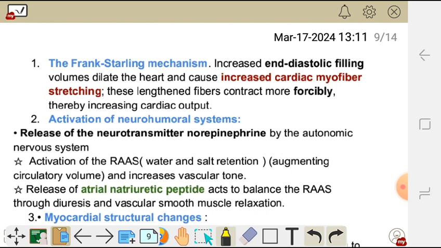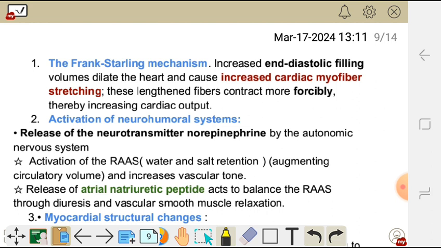Then apart from the Frank-Starling mechanism, we have other compensation mechanisms, such as activation of the neurohumoral system. Here we are talking about hormones which are released. We have the neurotransmitter norepinephrine, which is an autonomic nervous system neurotransmitter. Once it is released, the heart rate will be increased, and if the heart rate is increased, the cardiac output will be sufficient. So the supply of blood to the tissues will now be sufficient.